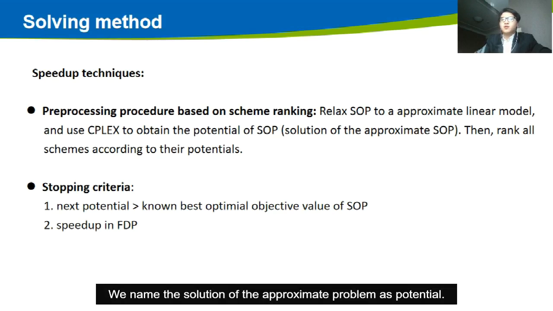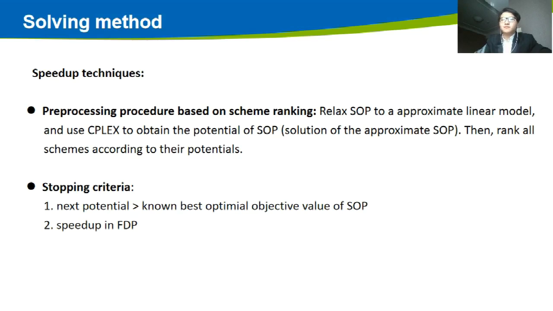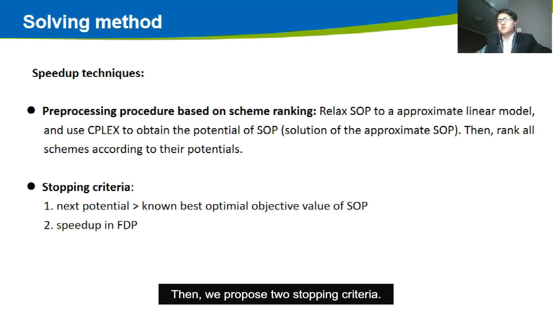We name the solution of the approximate problem as potentials, and the potential actually is no worse than the optimal solution of this SOP. We rank all schemes or SOPs according to their potentials. Then we can solve all SOPs according to the ranked sequence. Then we propose two stopping criteria.